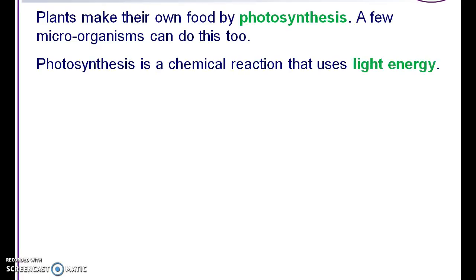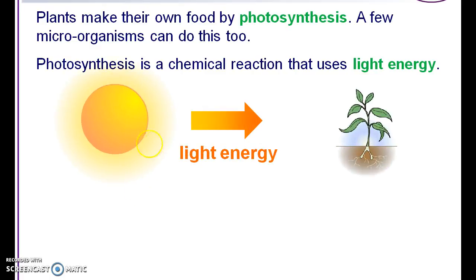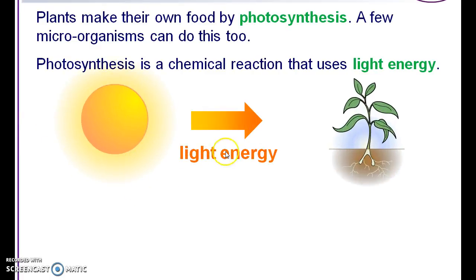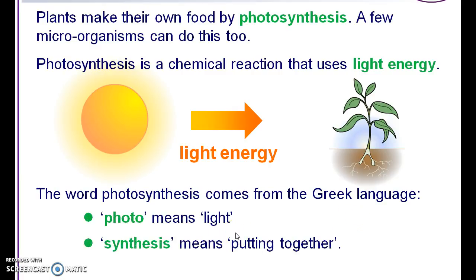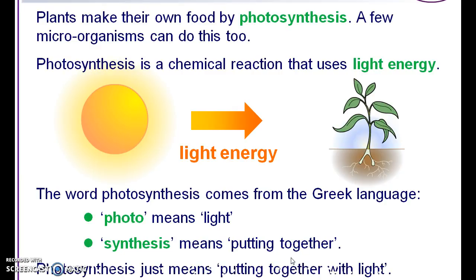Photosynthesis is a chemical reaction that uses light energy. This is the sun. Light energy goes to the plants. The word photosynthesis comes from the Greek language. Photo means light. Synthesis means putting together. Photosynthesis just means putting together with light.